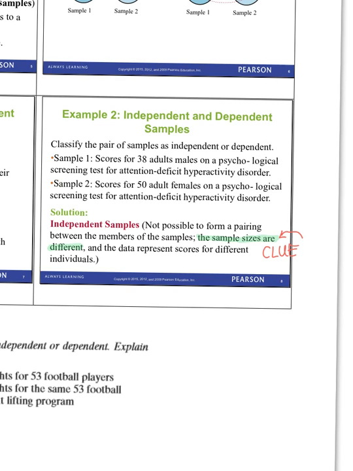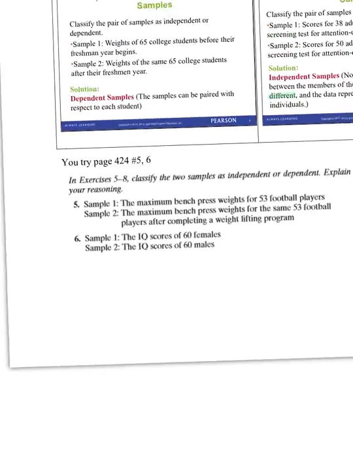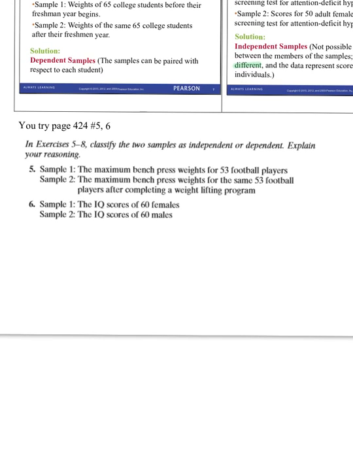Okay, so the example on the bottom of the page where you get a chance to try this out. You're being asked to classify two samples as independent or dependent and explain your reasoning. Okay, so example 5. Sample 1 is the maximum bench press weights for 53 football players, and sample 2 is the maximum bench press weights for the same 53 football players after completing a weightlifting program.